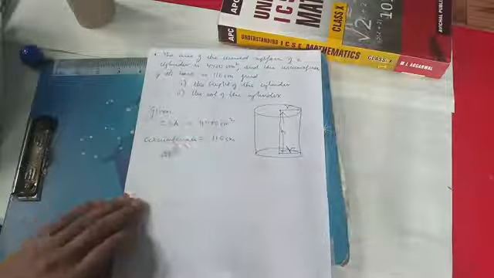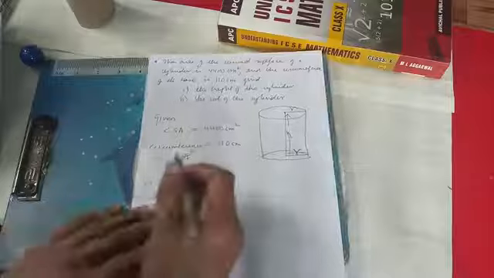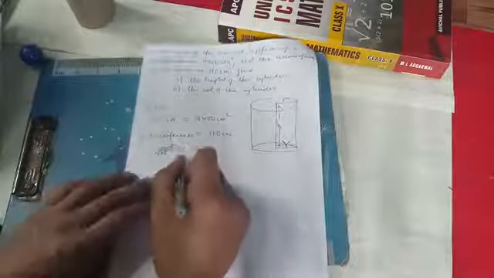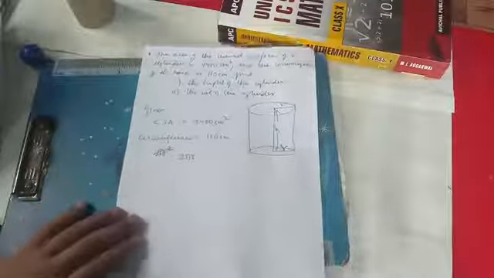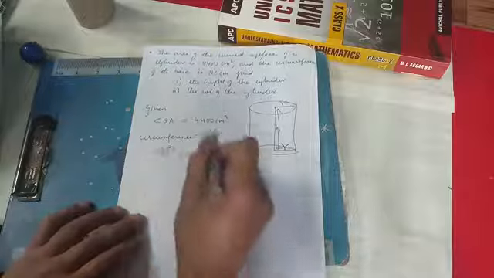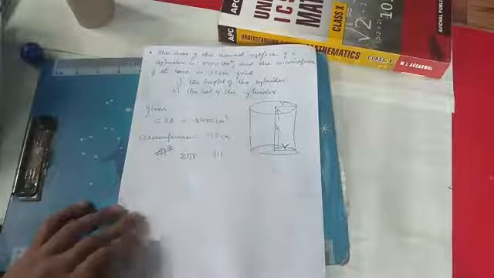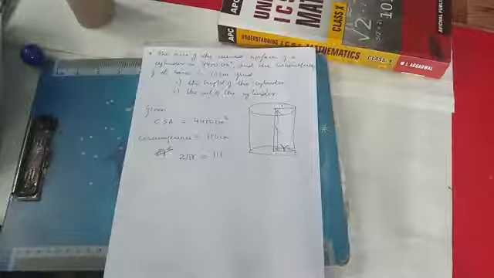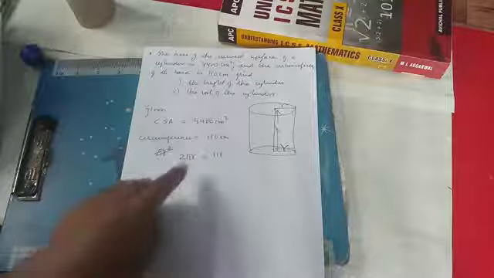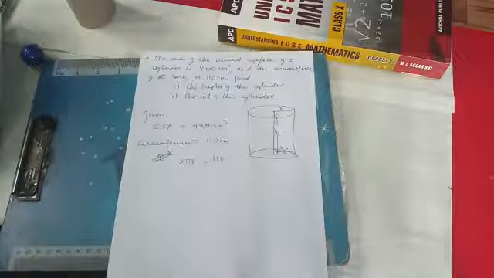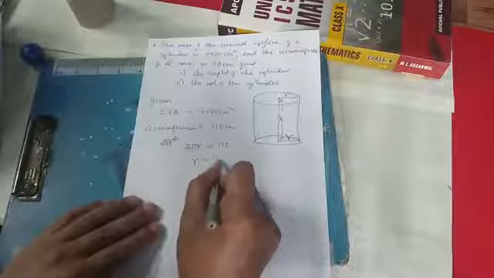Pi r square is the area, alright, but the circumference of the circle is given as 2 pi r, which is equal to, how much is the circumference given here? 110. Now since the value of pi is not given to you, you have to use the value of pi as 22 by 7. So let us find the radius from here first.